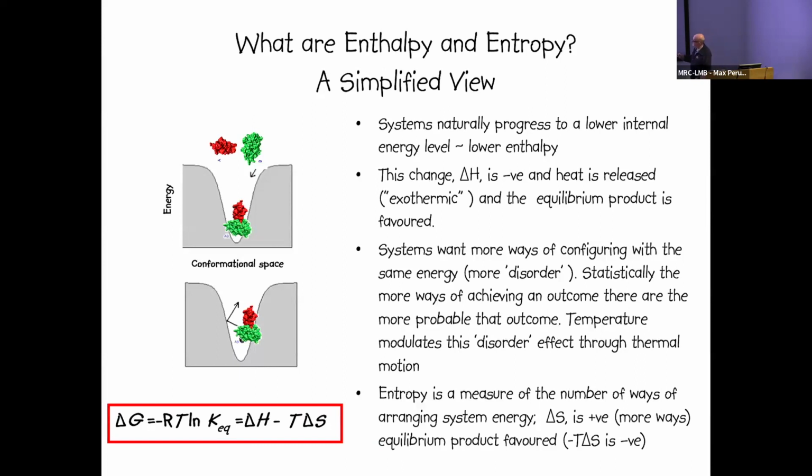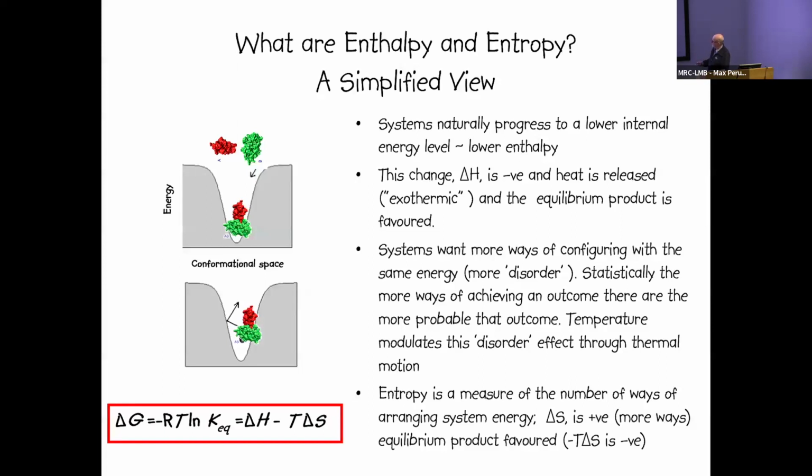However, systems will want more ways of configuring with whatever energy level we achieve. And this is just simply a statistical phenomenon. If you think about anything, the more ways there are of obtaining a particular outcome, the more likely is that outcome. That means that more disorder, if we call it that, will increase the probability of forming the products.